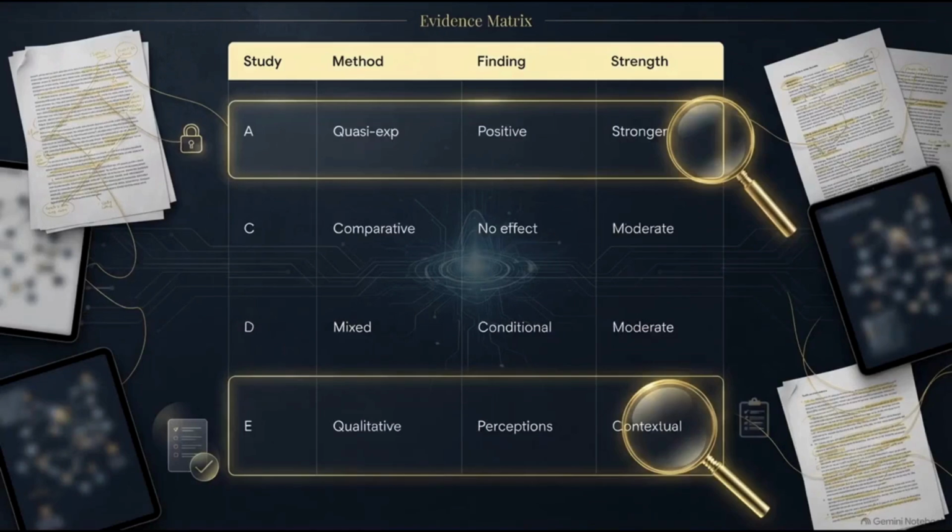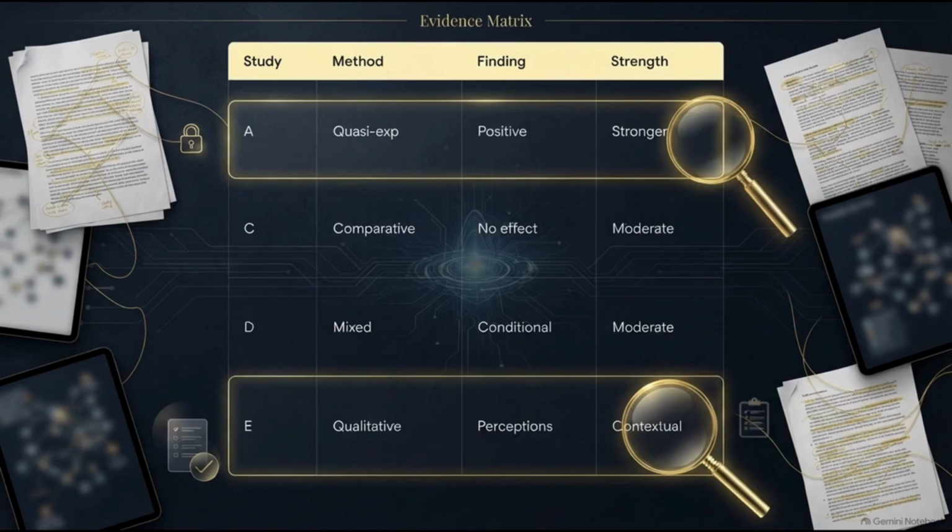Let's bring back our matrix and zoom in on 2 completely new crucial columns: limitation and evidence strength. We are finally asking the quality question. Look at study A. It might have a highly positive finding, but its limitation is that it might not apply outside its specific context.